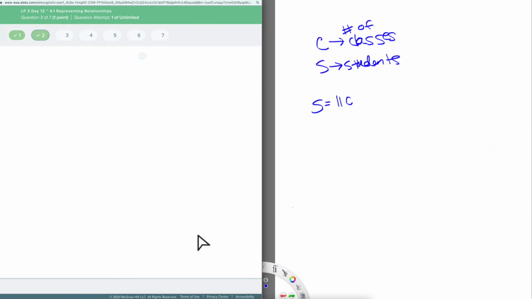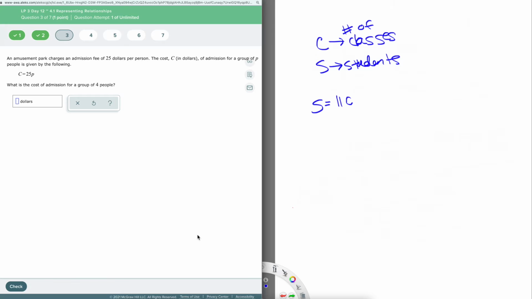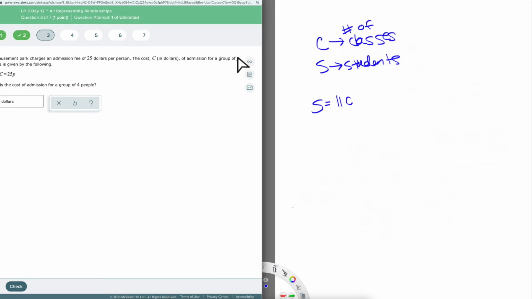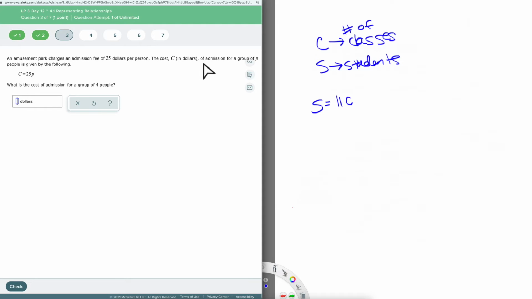All right, an amusement park charges an admission fee of $25 per person. Per, that's the same thing as each. It means that we're going to be multiplying. So $25 for every single person that walks in that gate. The cost, which they're showing is a capital C in dollars, of admission for a group of P people, so however many people are going in, is given by the following.